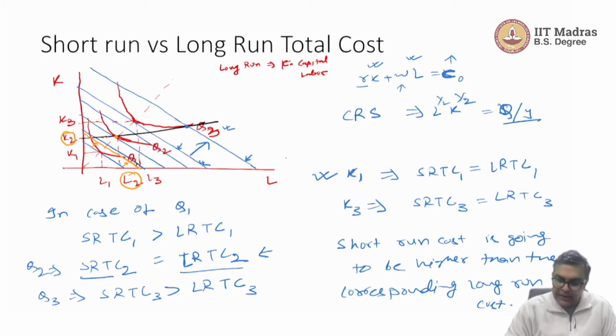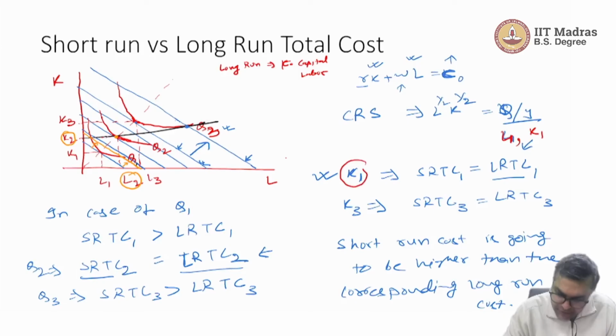We can spend one minute to understand why it is happening, why at K1 they are equal. So, how are we getting long run total cost? This is not just any cost, this is the optimal level of cost, basically the cost to hire L1 units of labor and K1 units of capital. That is what you have done in the long run. But in the short run, you already have the K1 level of capital and you are allowed to hire the optimal amount of labor. So you will hire L1, and therefore both would be equal.